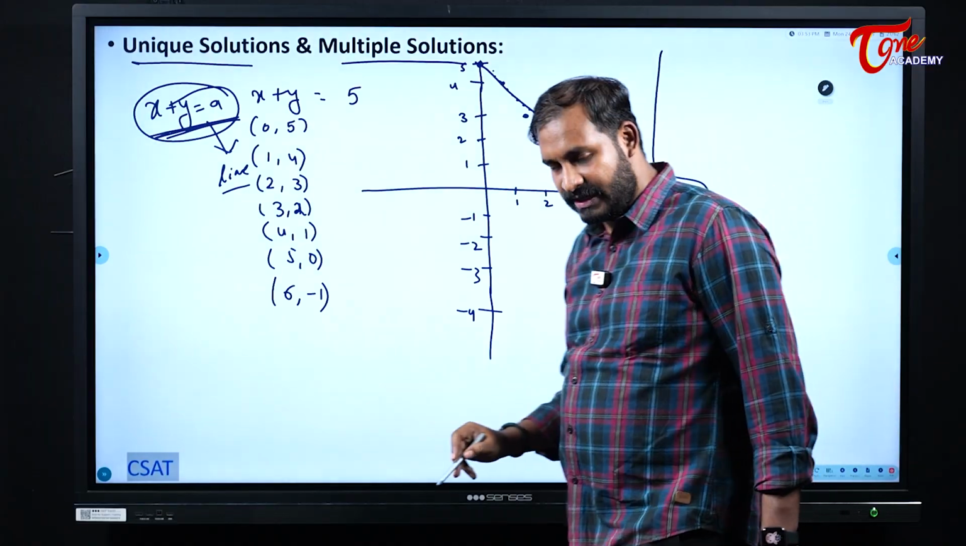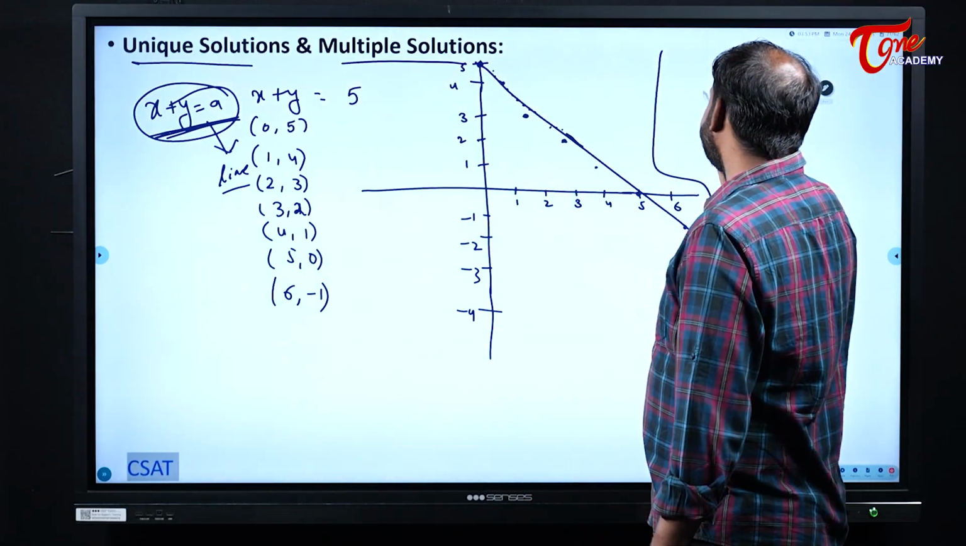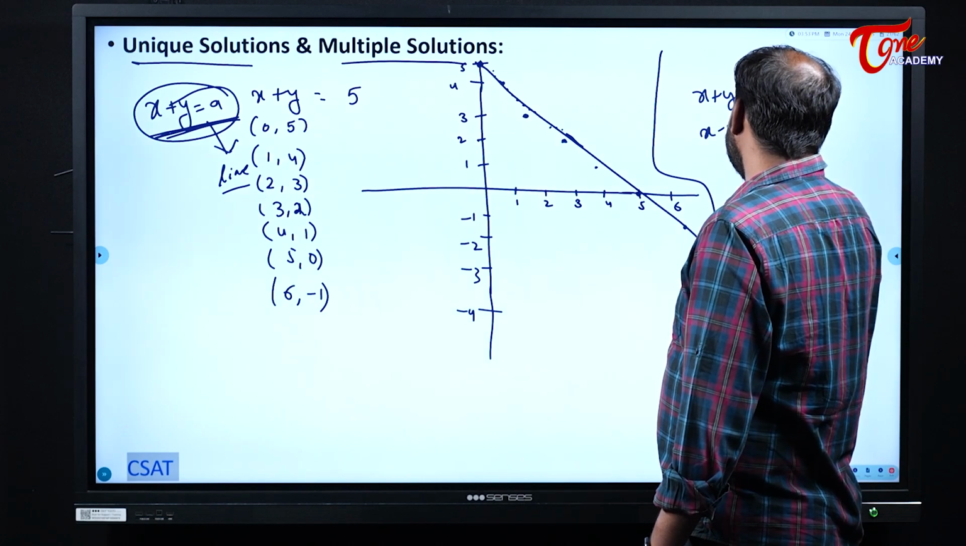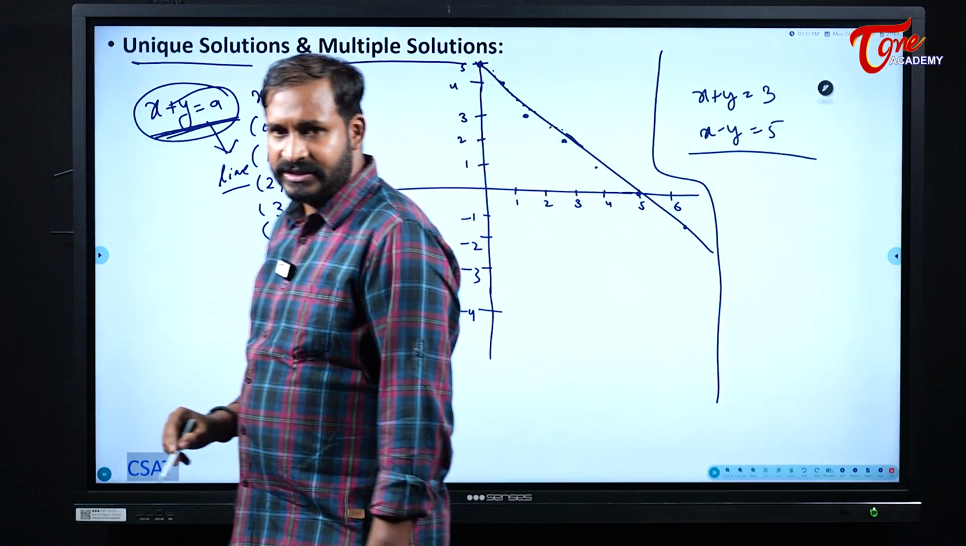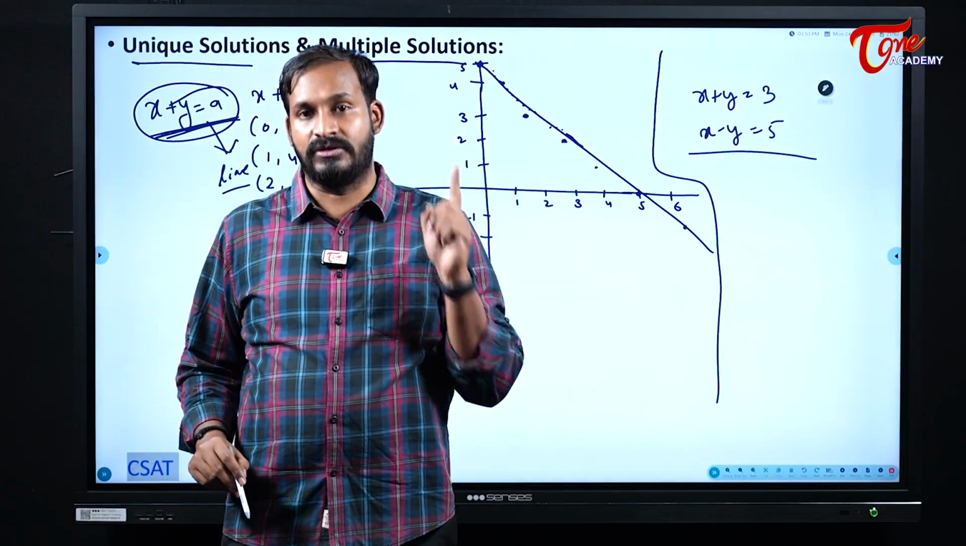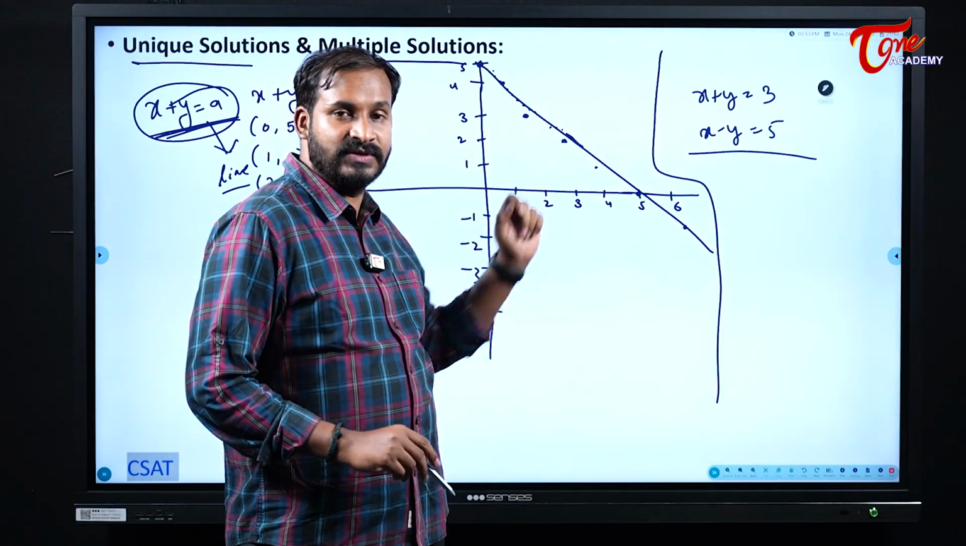Now, when will we have a unique solution? With some conditions. If they have given us some conditions, or if they give us two equations, something like this, x plus y is equal to 3, x minus y is equal to 5. Now, whenever you have two equations, definitely we will have a unique solution. Unique means there will be only one set of x and y values which satisfies this.